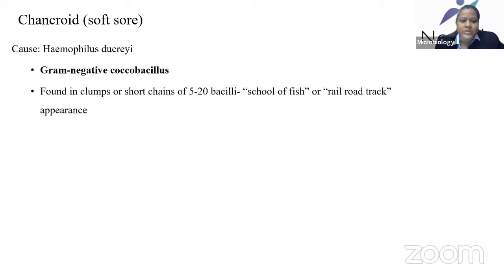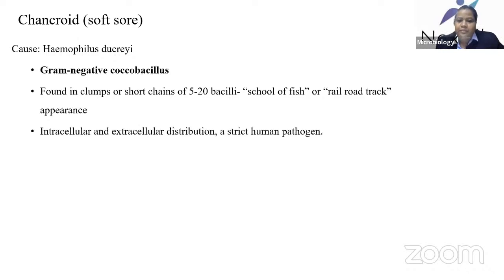They're usually found in clumps or short chains of 15 to 20 bacilli together. So the appearance on a gram stain usually shows a school of fish or a railroad track appearance. It is a very, very important MCQ. Okay, school of fish or railroad track appearance is for chancroid, that is Haemophilus ducreyi.